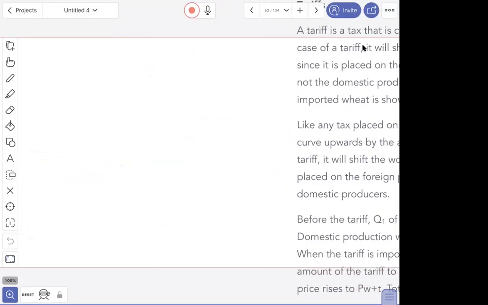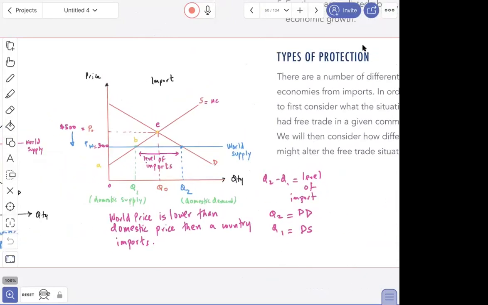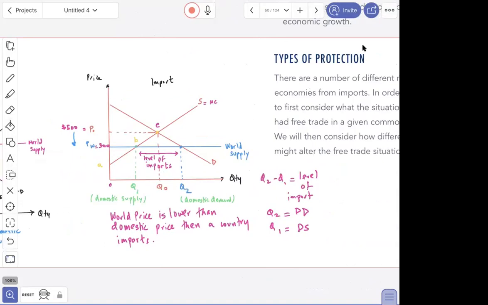So let's say government says that, let me go back to the diagram first. Let's say government says that they're unhappy with this level of import. They feel that this level of import is too much. What if they feel this level of import is too much? How can they control this level of import?